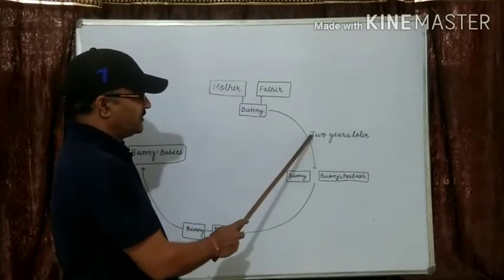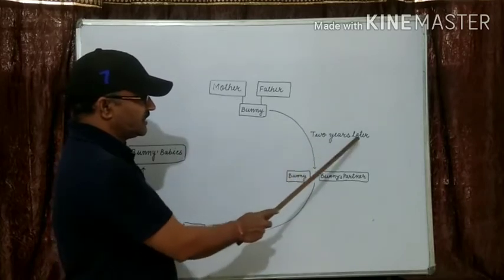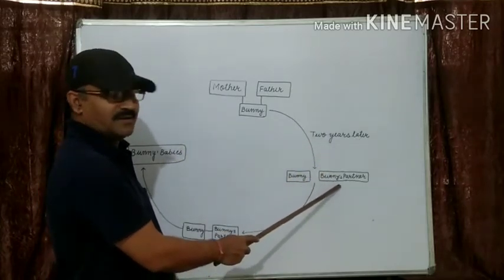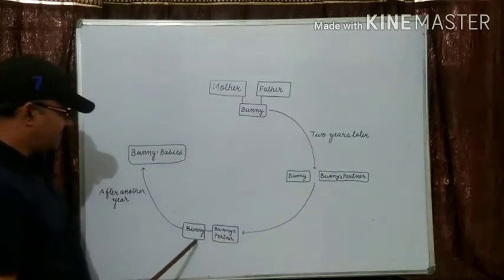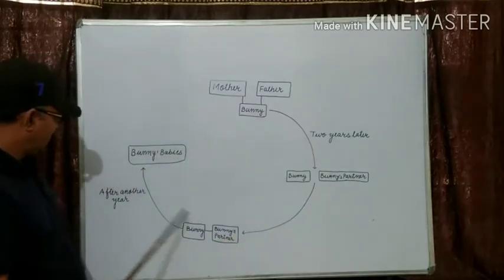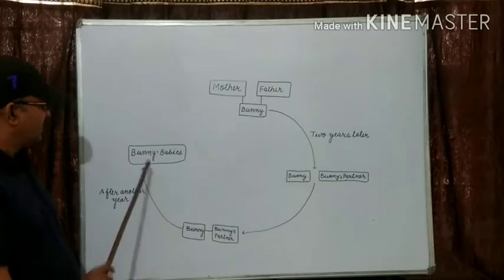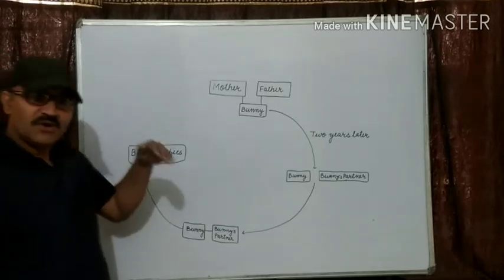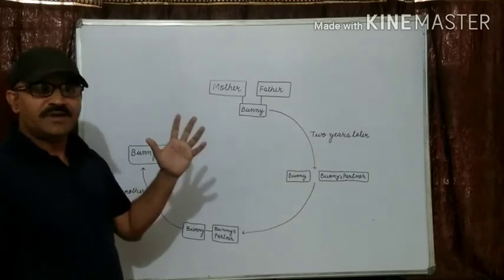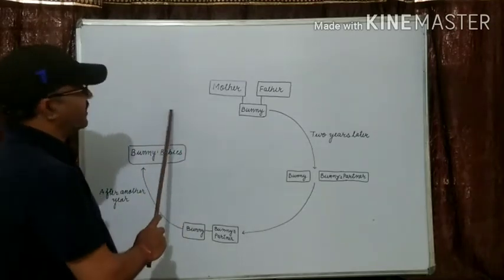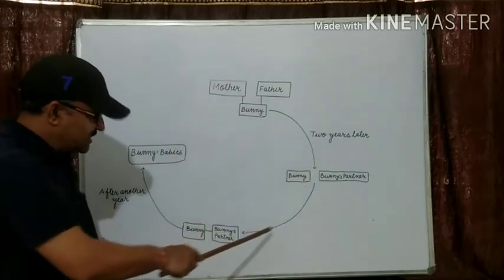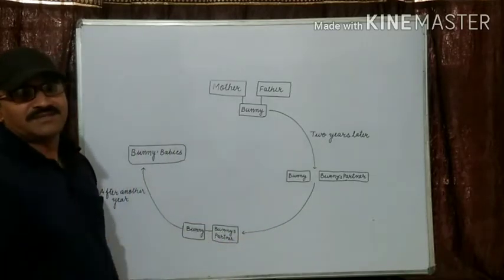After 2 years, bunny met his partner. Then bunny and bunny's partner, after another year, produce the bunny babies. Bunny babies also grow and develop, and they become adults. And this cycle is completed by all living things.